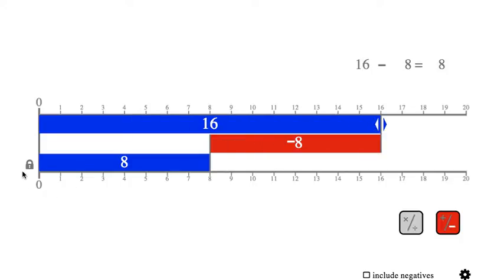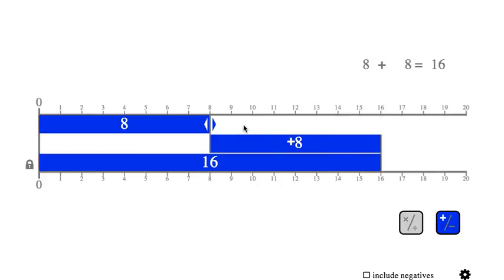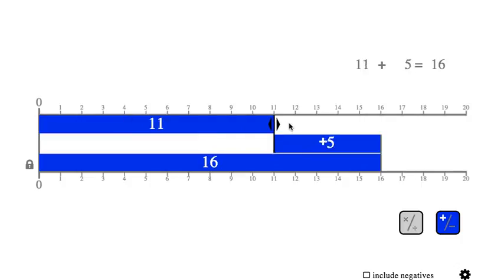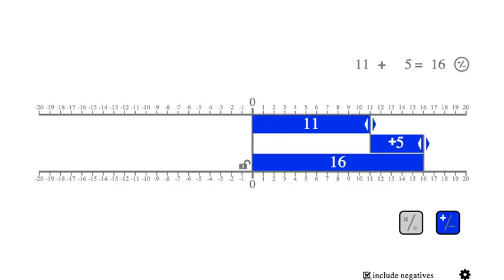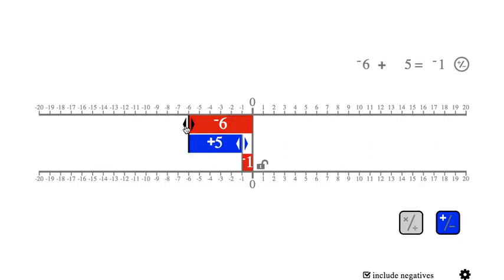The same operation, namely locking the result bar, works just as well for addition, so I can ask what pairs of numbers add up to 16. When it's developmentally appropriate, we can extend the calculator to include the negatives so that it covers a wide range of integers. Now the calculations can become much richer.